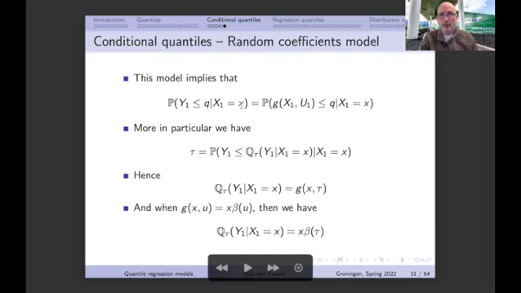What is that? Well, then the only thing that we need to do is to substitute in the model that we had on the previous slide. So therefore what we're going to get then is y1 is equal to g(x1, u1). So therefore we can also look here at the probability that g(x1, u1) is smaller or equal to q, conditional on x1 equal to x.